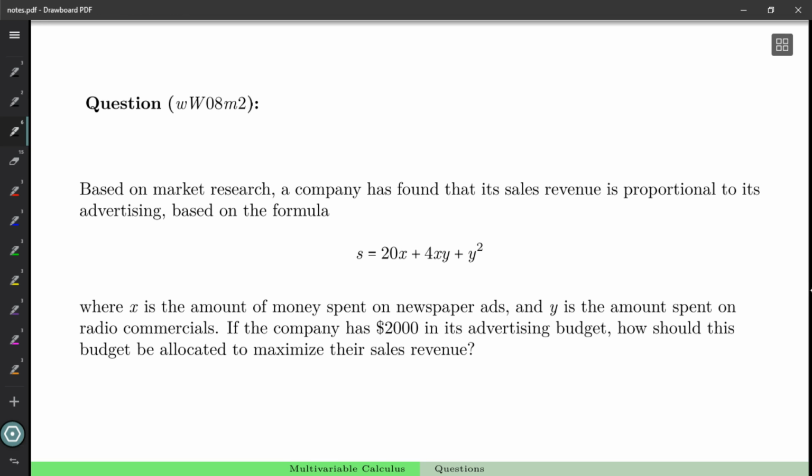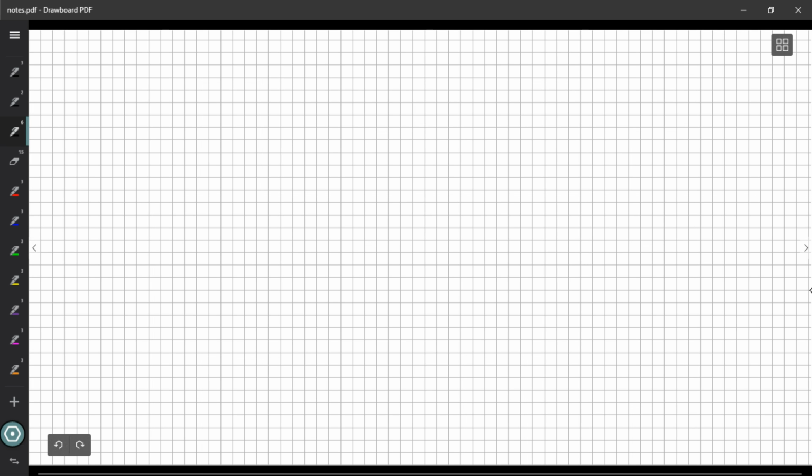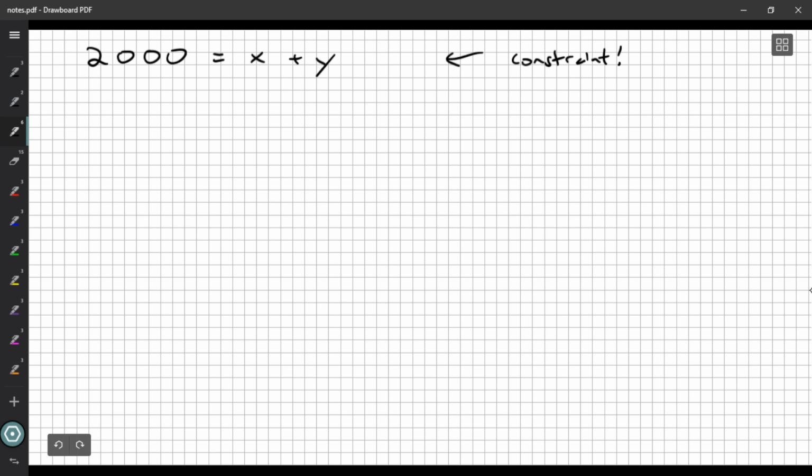So we've got a bit of a constraint here. We've got only $2,000 that we can spend on our advertising, and that is broken down into newspaper ads plus the amount spent on radio commercials. So what we've got here is our constraint, and we should probably rewrite it as the constraint functions we are used to, because we're heading towards constrained optimization, which means we will need Lagrange multipliers and a Lagrange function in just a little bit.